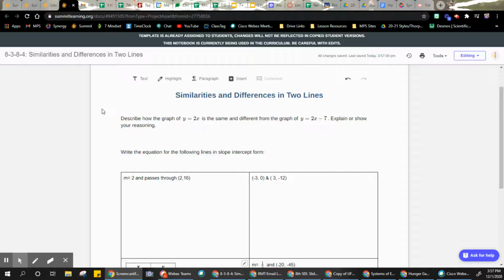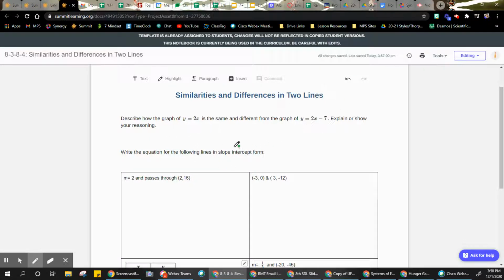All right, I'm now working on checkpoint 7 of our linear relationships unit in Summit, and this is called similarities and differences in two lines. It says describe how the graph of y equals 2x is the same and or different from the graph of y equals 2x minus 7. Explain and show your reasoning.